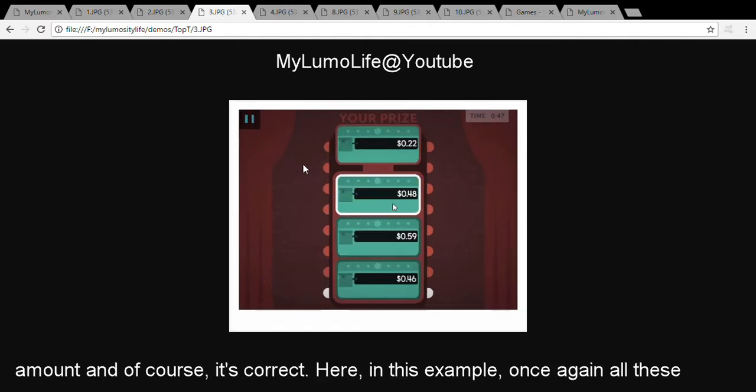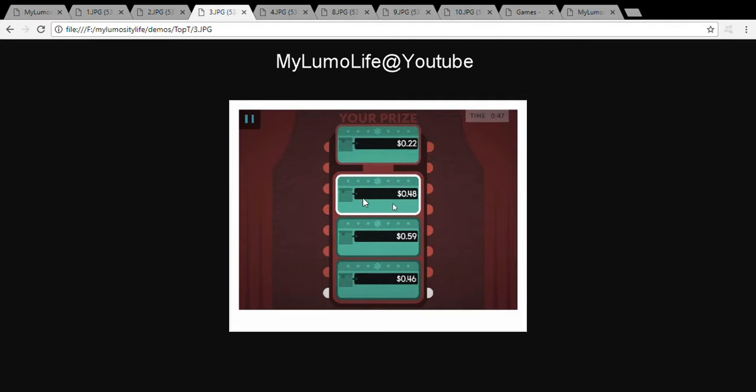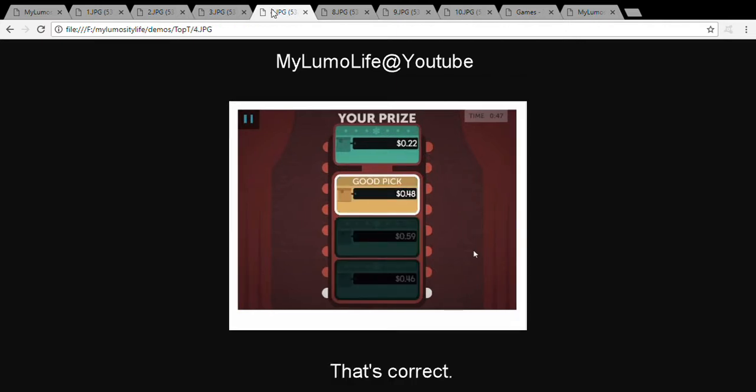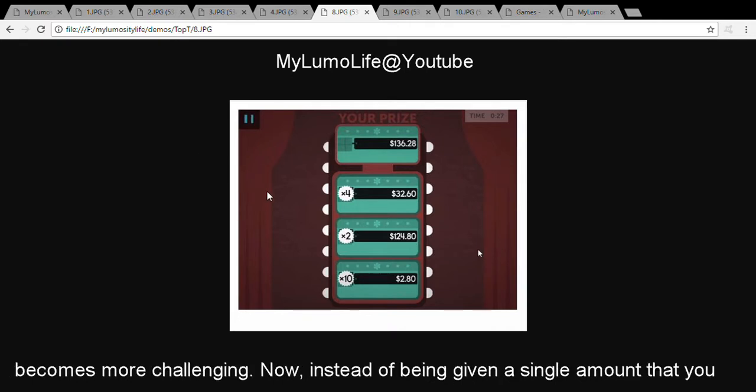Here, in this example, once again, all these amounts are larger than the amount at the top, so I randomly choose this amount, and it's correct. The two previous examples were very easy. Once you get to a higher level, it becomes more challenging.